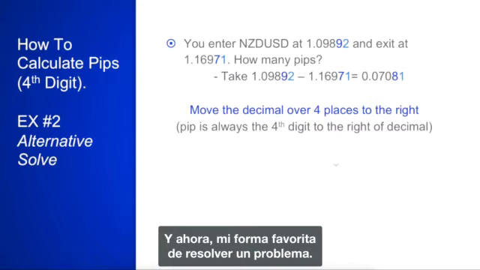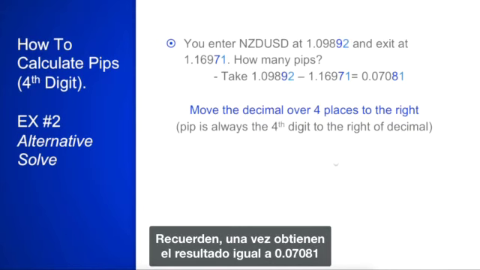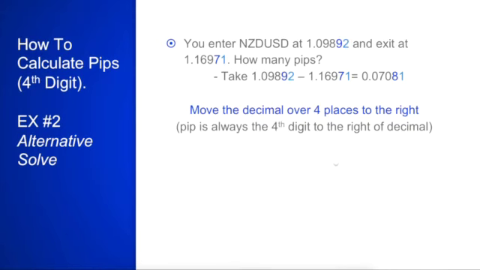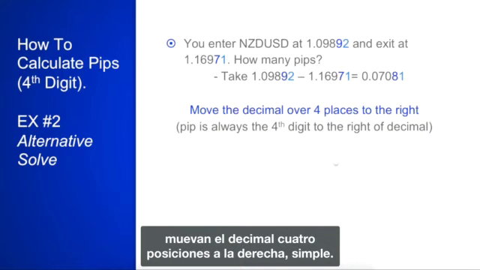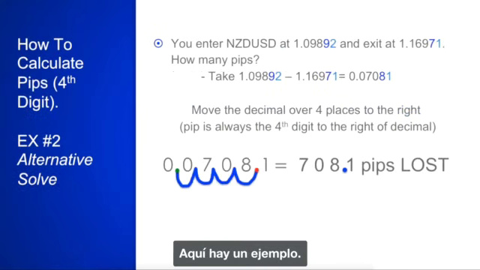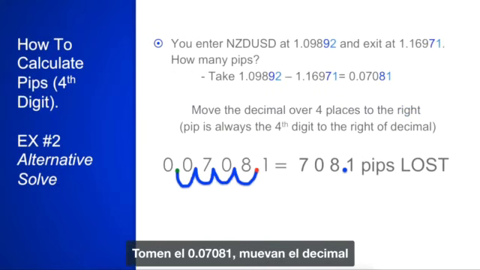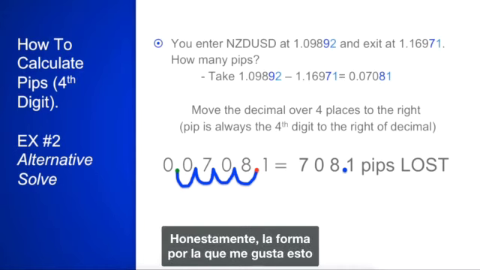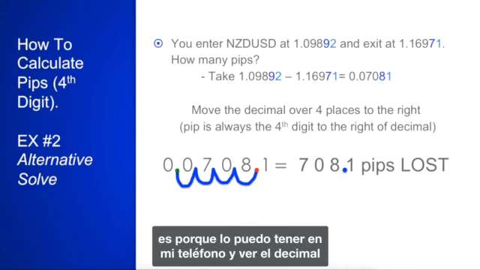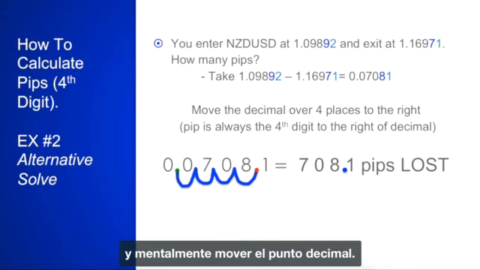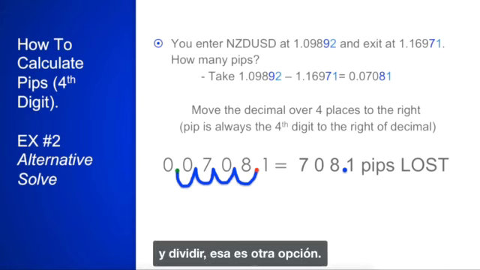And now for my favorite way of solving a problem. Once you've got it solved, equals 0.07081, just move the decimal over 4 places to the right. Simple. Here's an example. Take 0.07081, slide the decimal over 1, 2, 3, 4, and there you go. Honestly, the reason I like this is I can just look right at my phone and see that decimal and mentally see myself sliding the decimal over. But for those of you who like to use your calculators and divide, that's another option.